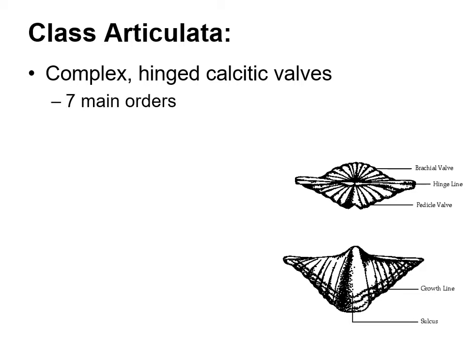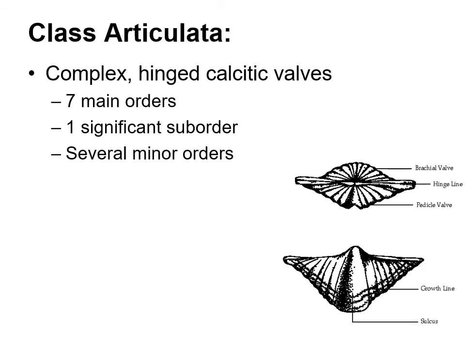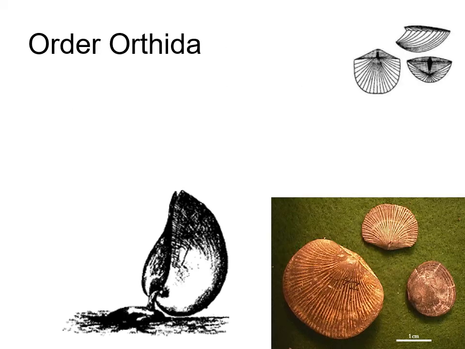There are 7 main orders of articulate brachiopods. There's one significant suborder that we'll talk about, and lots of other minor orders that we'll discuss to some degree or another. We'll start with some of the more primitive articulate brachiopods, order Orthida, the orthids. These are around from the lower Cambrian through the upper Permian, so they really span the entire Paleozoic era.